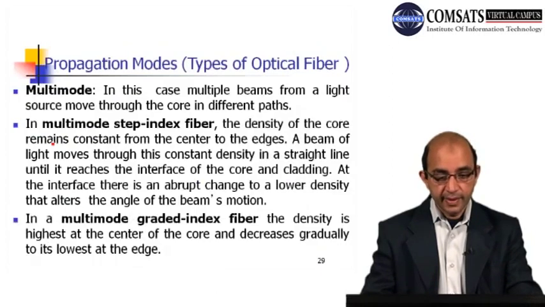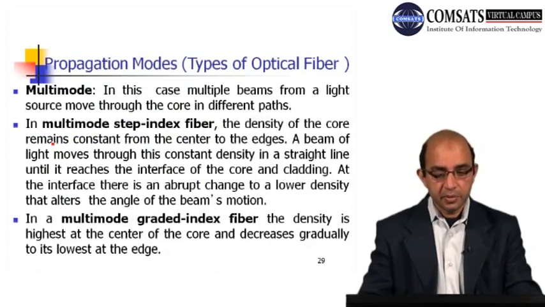Okay. So these are again the propagation modes. We have multimode step index, right? So there are more details. In multimode, multiple beams from a light source move through the core in different paths, right? The density of the core remains constant from the center to the edges. A beam of light moves through this constant density, right? So this is the case of step index fiber.